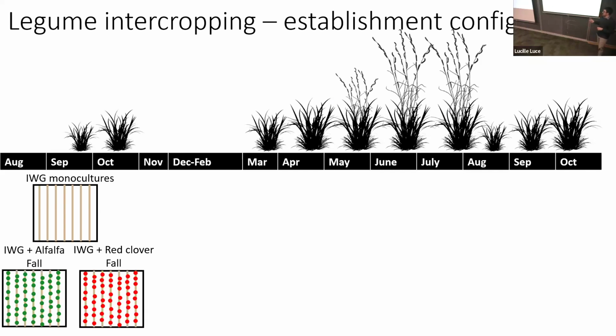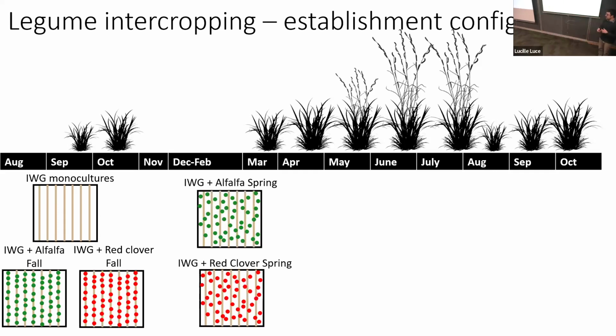We have our intermediate wheatgrass monoculture, no fertilizer, sown in the rows. And in one set of treatments, we introduced our legume with the intermediate wheatgrass within the same row. So we mix the seed. And we have our alfalfa and our red clover established in the fall. And we have another set of plots where we sowed the intermediate wheatgrass into rows in the fall, and then frost seeded our legumes, broadcasting that seed over the top. So we gave the intermediate wheatgrass a little bit of a head start before planting our legumes.